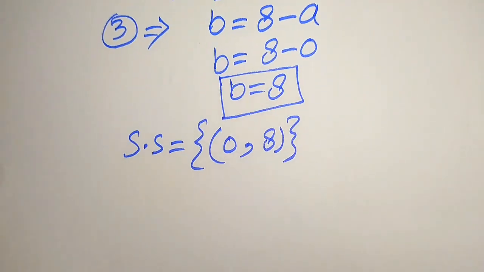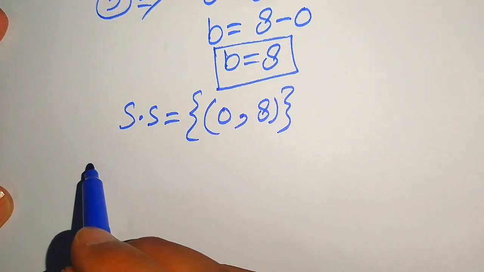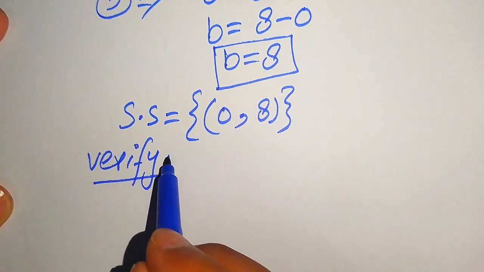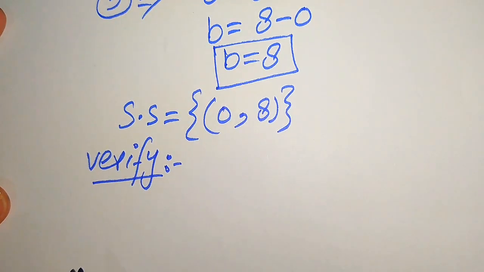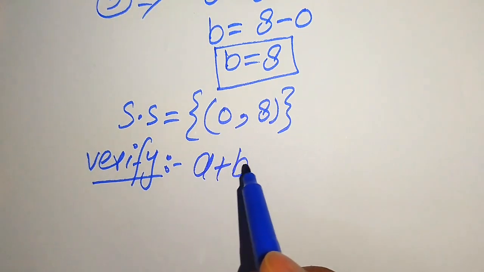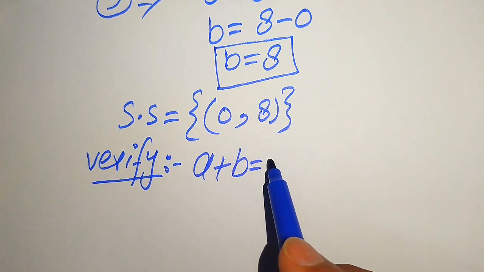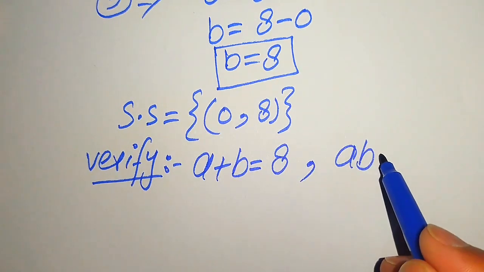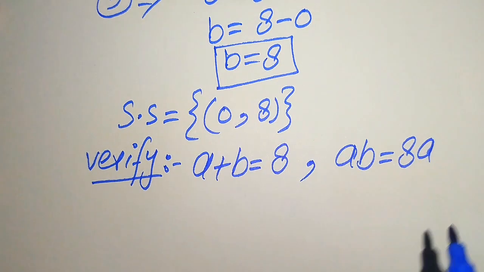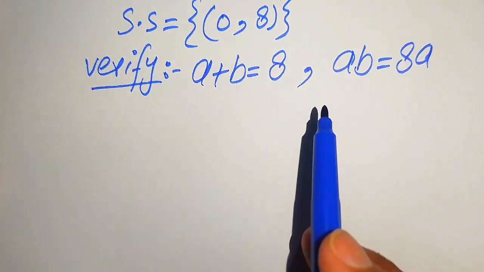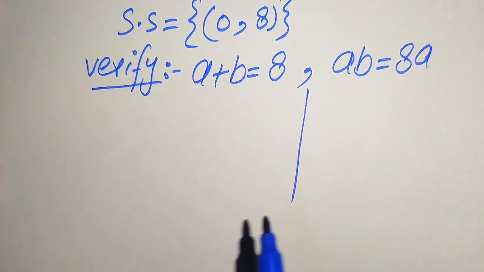And now in the next step we need to verify this solution, and we check whether this solution satisfies our given question statement or not. For this we need to copy down both of the above equations here. So we have a plus b equals 8, and the second equation is ab equals 8a. And now we check these values on both of these equations.